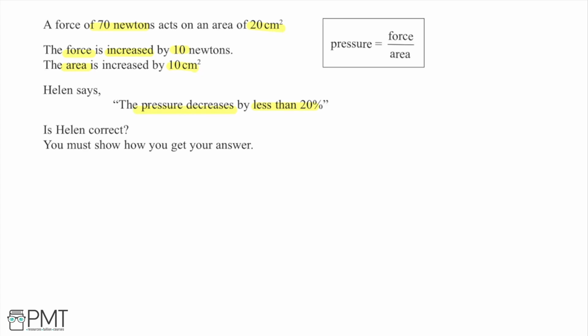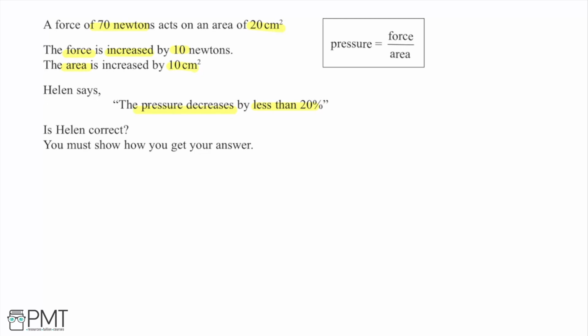So the question is worth 3 marks, so it's going to take a bit of working before we can come to a conclusion. We're also given the formula for pressure, so pressure is force divided by area, and we're going to need to work with that. If we're working out whether the pressure decreases by more or less than 20%, we need to work out the initial and the new pressure.